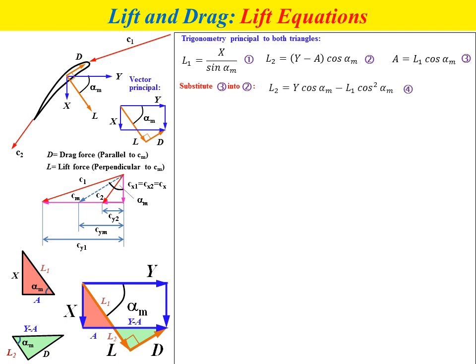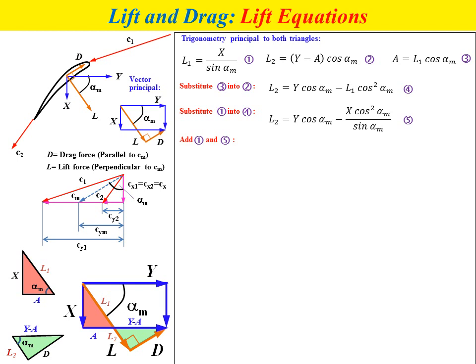Substitute equation number 3 into equation number 2. So we get the equation for L2 equal to y multiplied by cos alpha m minus L1 cos square alpha m, which is referred to as equation number 4. Substitute equation number 1 into equation number 4. So we'll get a new L2 equation, L2 equal to y cos alpha m minus x cos square alpha m divided by sine alpha m, which is referred to as equation number 5.